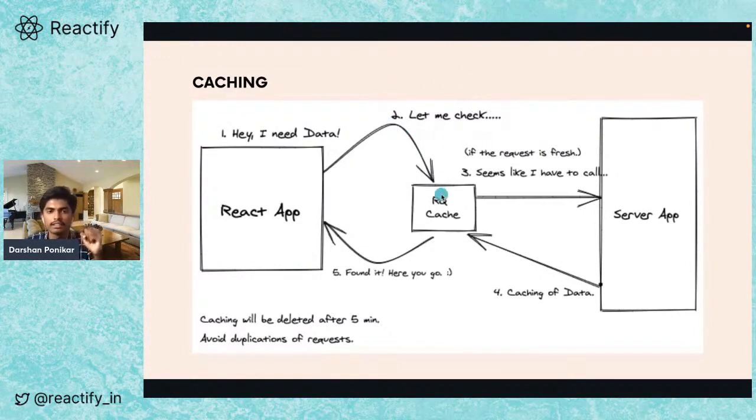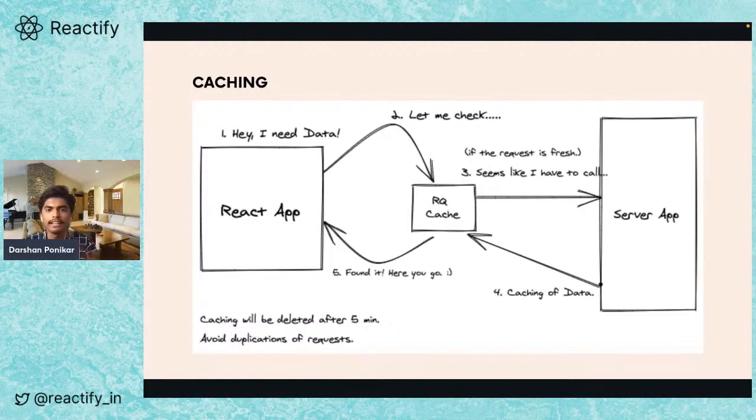Since this was the first time, React Query sees that it has to call the server. As you can see, it's calling the server, and when the server returns the data, React Query caches this data and also returns it to the React app. This prevents multiple requests from happening at the same time. Let's suppose another component is asking for the same data at the same time. Instead of making another request, React Query will give it the stale data.